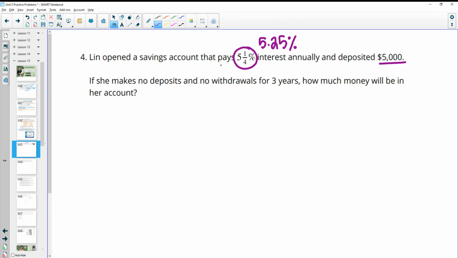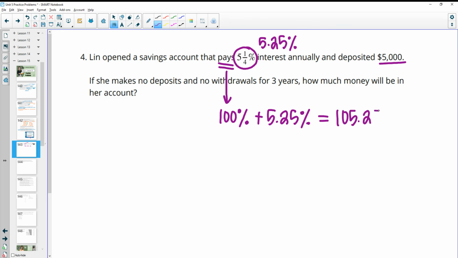So remember, the account is paying this interest. So they're going to give her back 100% of what she puts in, right? So they're going to give her back all of her money plus an additional 5.25%. So that means that her account is growing by 105.25% each year. And then as a decimal, this would be 1.0525.